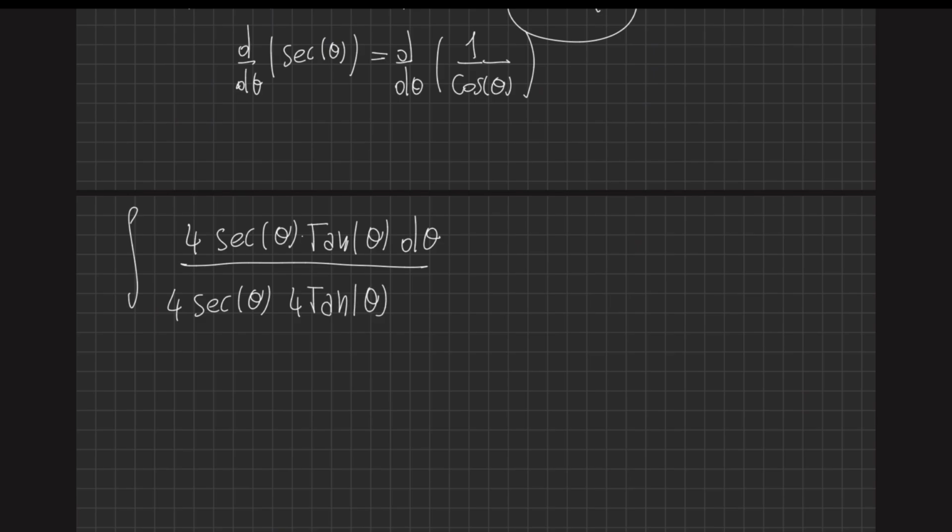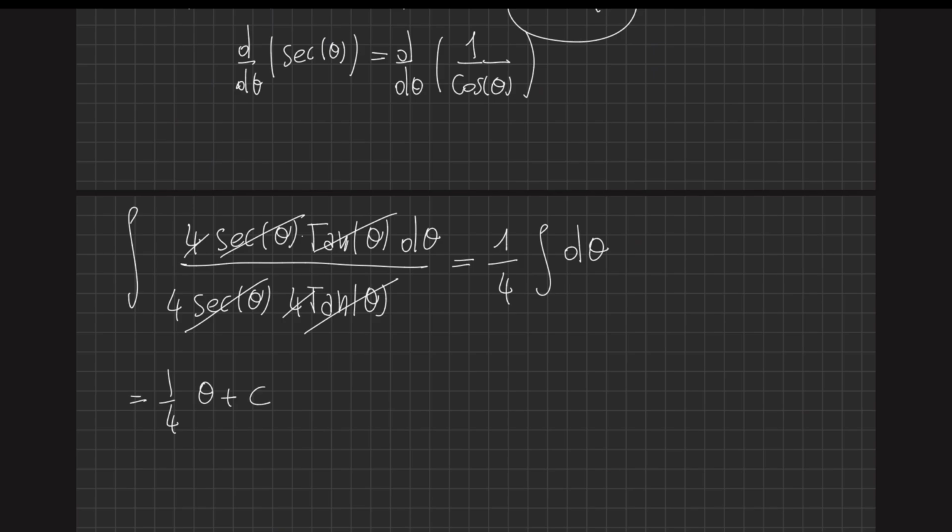Oh, that's great. Now I can simplify a bunch of terms. So I have tangent of theta, secant of theta, and also 1 over 4. So this simplifies to 1 over 4 times the integral of d theta. This is great. This is an easy integral. This is just 1 over 4 theta plus a constant.